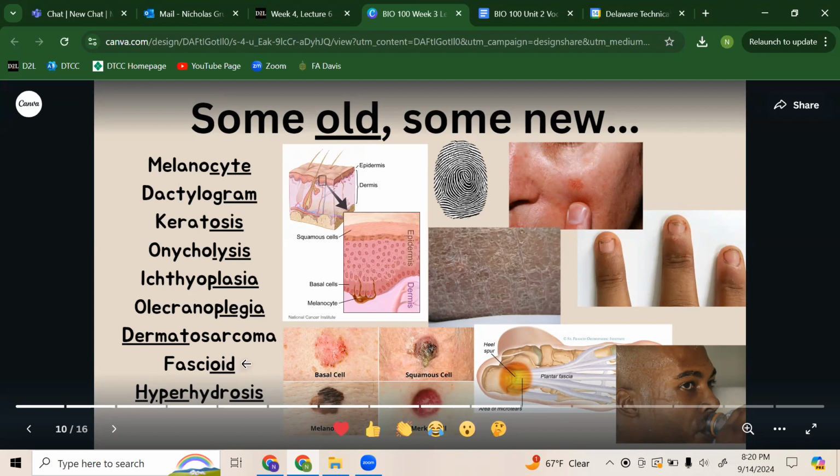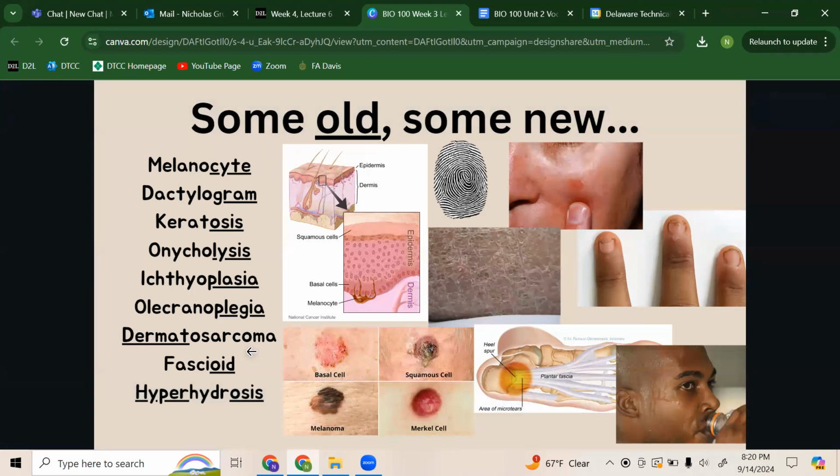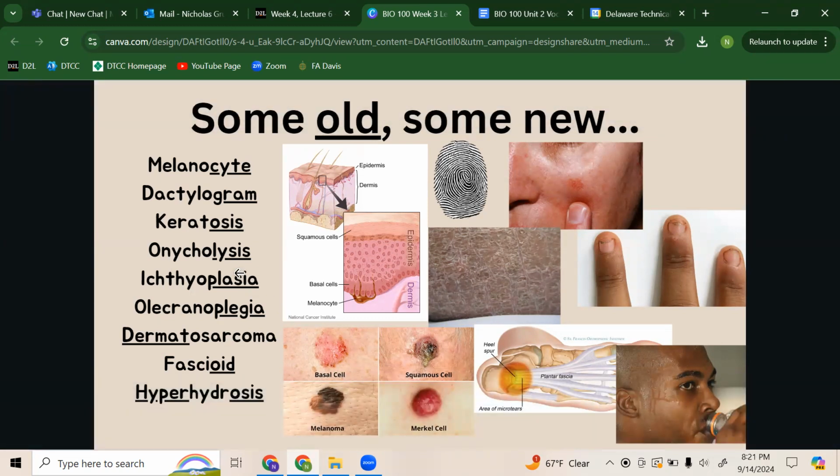And our last one is hyperhidrosis. So all of these parts you might know. Osis is an abnormal condition. Hyper is excessive or too much, and hydro is water. So hyperhidrosis is the abnormal condition of sweating too much.